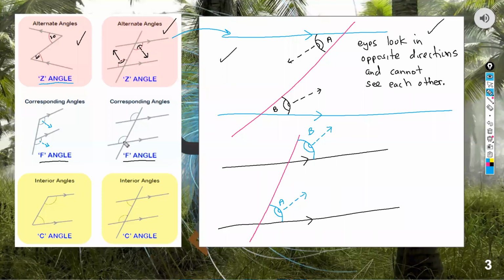These two are also corresponding angles. This eye is looking upwards. This eye is looking upwards. This eye cannot see the other eye because there's a wall in between. Take down this, this, and this, and let me give you a note, right? In corresponding angles, the eyes look in the same direction, but cannot see each other.